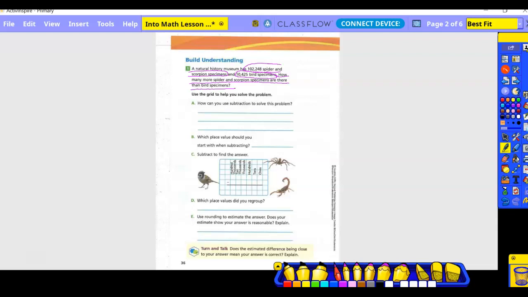So what tells me we're subtracting? What word tells me we're subtracting? Or words? How many more? So many more, right? Tells us we're subtracting. How can you use subtraction to solve the problem? So what are we going to do? We're going to take what? 102,248, and we're going to subtract what? 10,425.